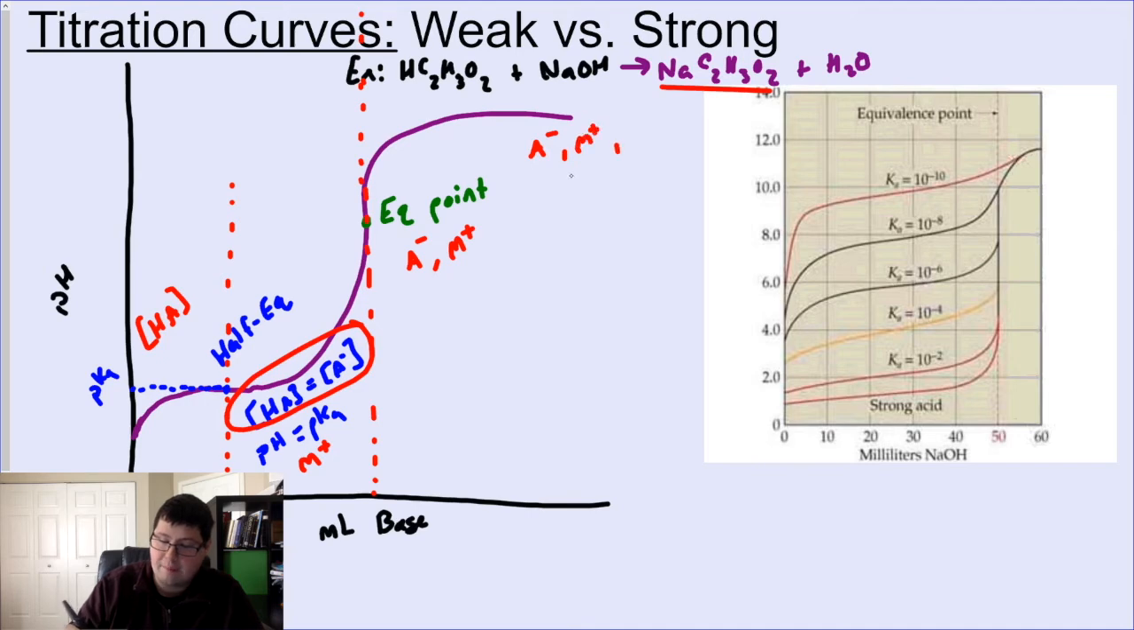Finally, past the equivalence point, we're still going to have A-, we're still going to have M+, but now once again, we've added OH- from our strong base in order to produce this high pH. So the only major differences are what happens before and the addition of this half equivalence point from our weak acid.